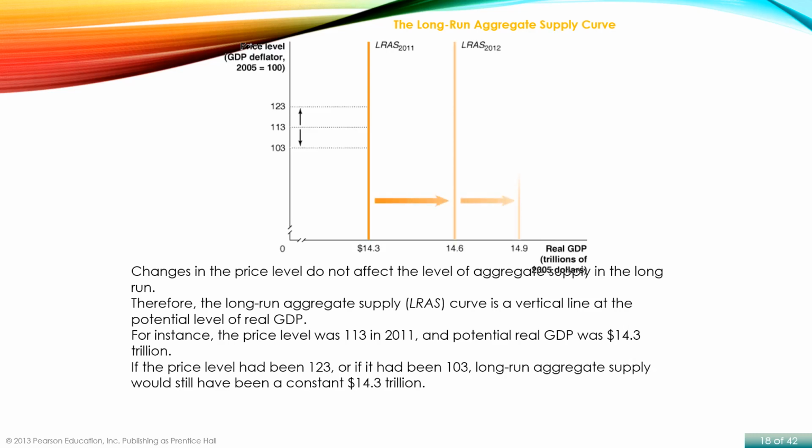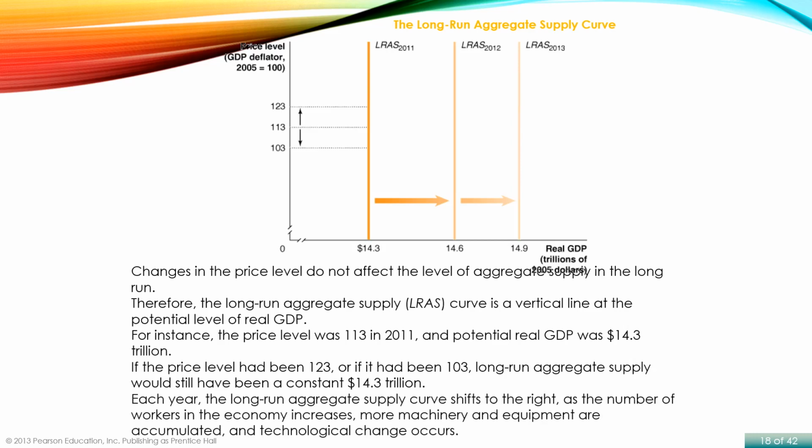But as time goes on and we innovate and we come up with new technologies, we become more efficient, and we have more tools that allow for us to be more productive over the same period of time as we were before, you end up getting this shift to the right of long-run aggregate supply. So even though the macroeconomy in the United States was still nowhere near full employment in 2012 and 2013, because of the innovations that we were making, the potential of GDP rose from $14.3 trillion to $14.6 trillion, up to $14.9 trillion.